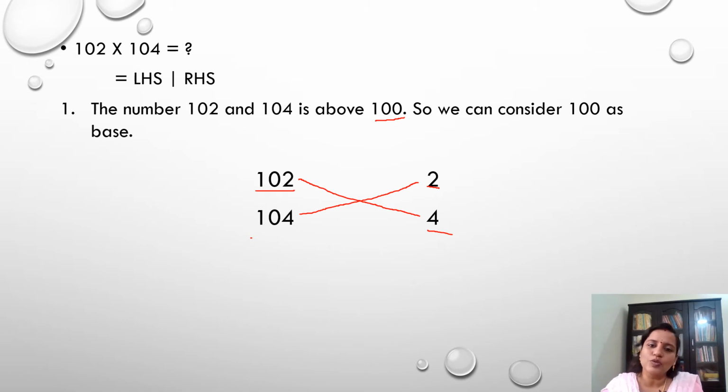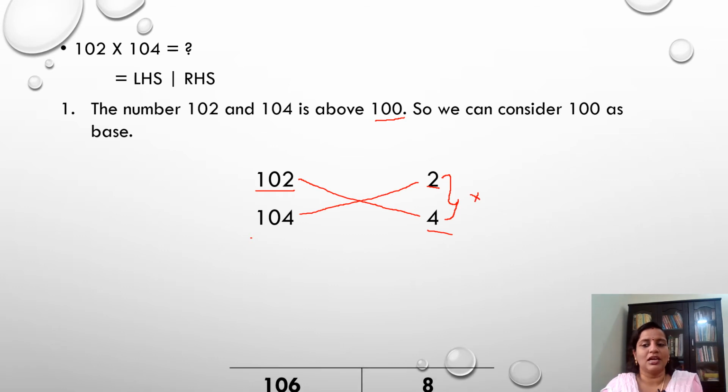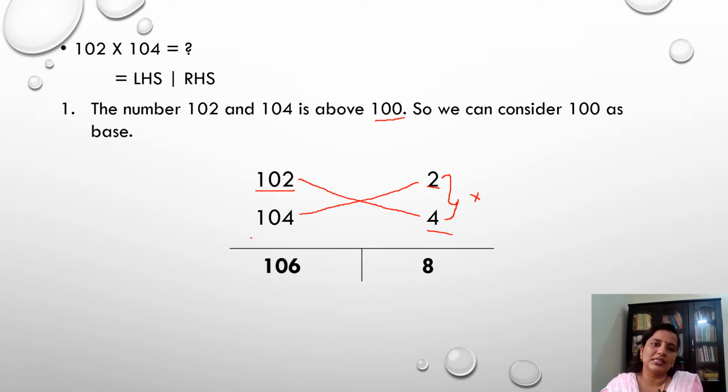Next, what I am supposed to do? I have to multiply the answers which I have got by subtracting the number by the base. So 2 into 4 gives me 8. So my LHS is 106 and my RHS is 8.